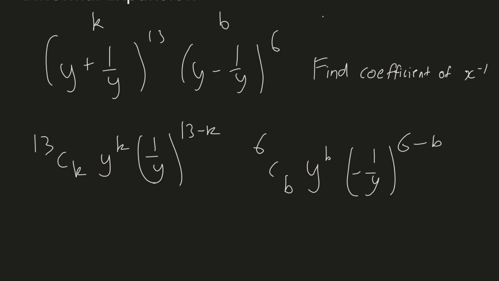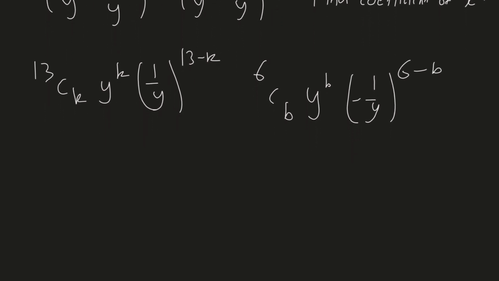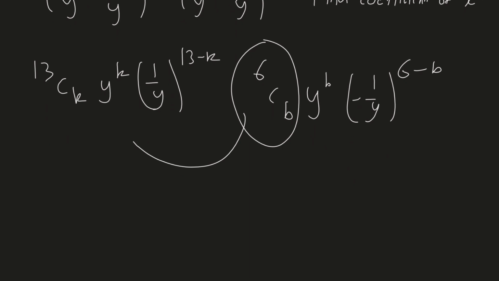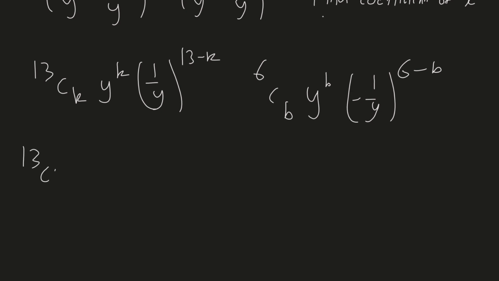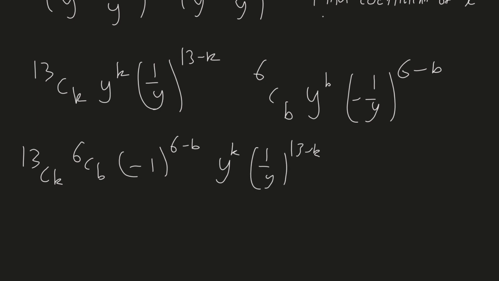Okay, so now I'm going to move this term over here so that we group up the like terms, as well as taking out this negative, because I really don't like that negative. So we have 13 choose k, times this term here, 6 choose b. I'm going to take out the negative 1 here, so it's negative 1 to the power of 6 minus b. Then I'm just going to rewrite the terms again, 13 minus k, y to the b, 1 on y to the power of 6 minus b.